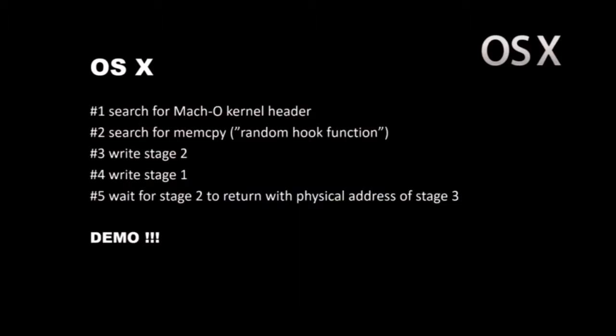In OS X, we'll first search by using DMA. We will search for the Mach-O kernel header. Mach-O is the binary format for binaries on the Mac, including the kernel. Then we search for a randomized function to hook. I think I hooked memcpy in this example. Then we write the stage 2 code into the memory of the target computer. Then we write the stage 1 code. We wait for the stage 2 code to return with the physical address of the stage 3 code. We write the stage 3 code, and then it's demo time.